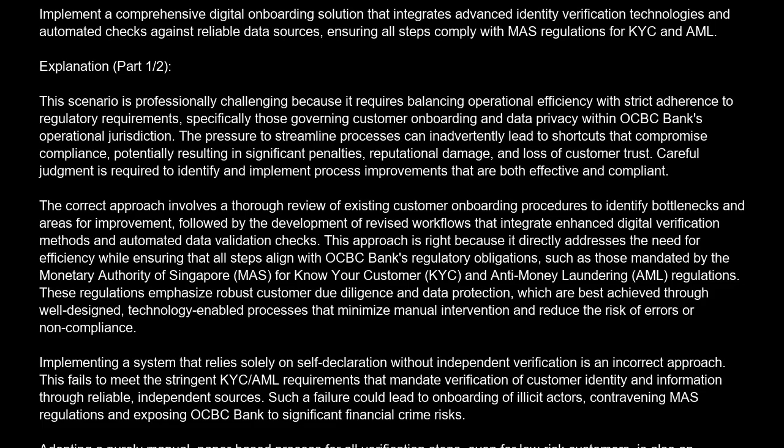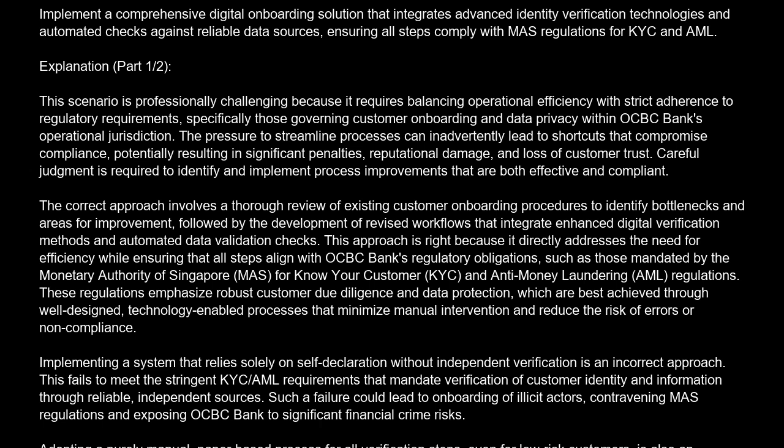The correct answer is B. Implement a comprehensive digital onboarding solution that integrates advanced identity verification technologies and automated checks against reliable data sources, ensuring all steps comply with MAS regulations for KYC and AML. Explanation: this scenario is professionally challenging because it requires balancing operational efficiency with strict adherence to regulatory requirements, specifically those governing customer onboarding and data privacy within OCBC's operational jurisdiction.